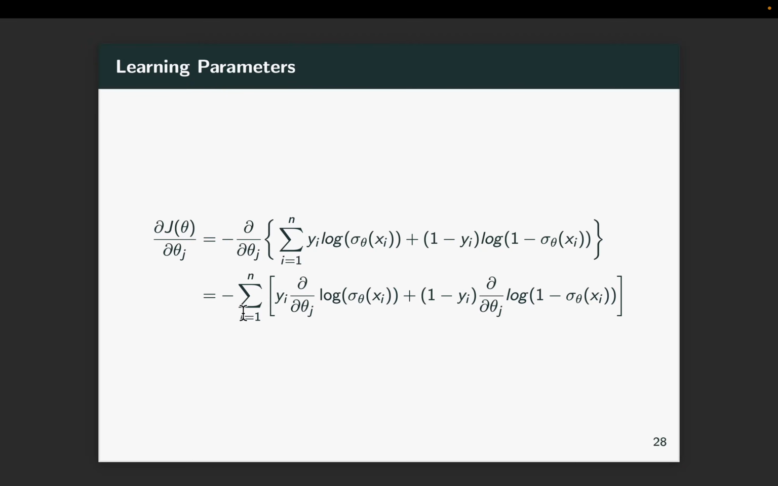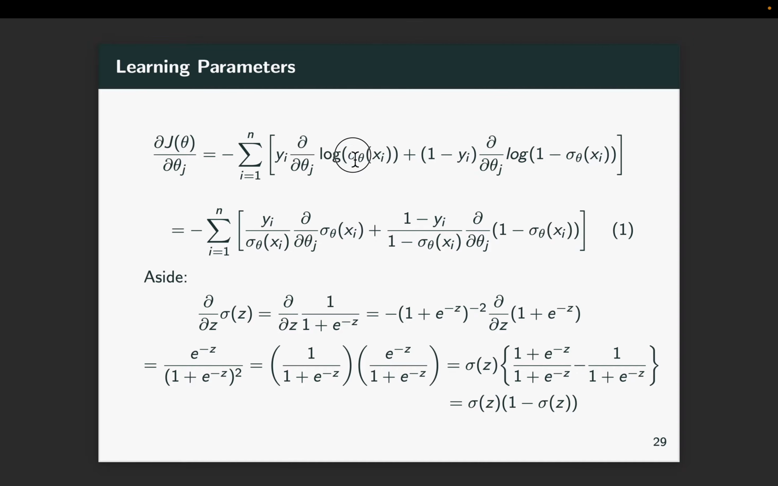We take the summation outside and since yi is independent of theta, we move yi outside. Similarly, 1 minus yi is independent of theta, so we move it outside. We are left with the partial with respect to theta j of the logarithm of sigma theta xi and the same for the logarithm of 1 minus sigma theta xi. So you should pause the video at this point and try and solve this on your own.